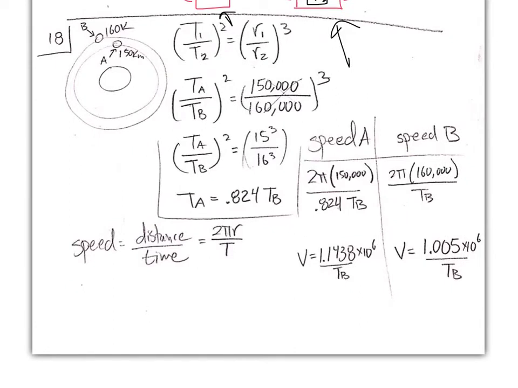Question 18 asks about 2 satellites. One is 160 kilometers, that's a km, away, and the other is 150 kilometers away. So substituting into, well, first of all, you don't actually have to do this. It asks about the time to go around and the speed.